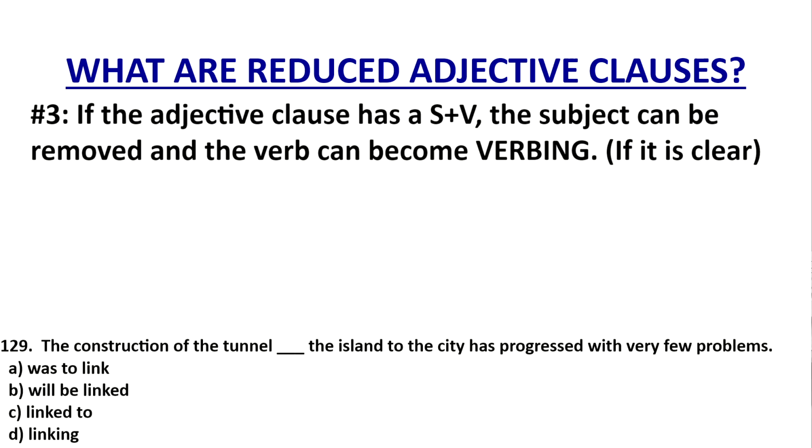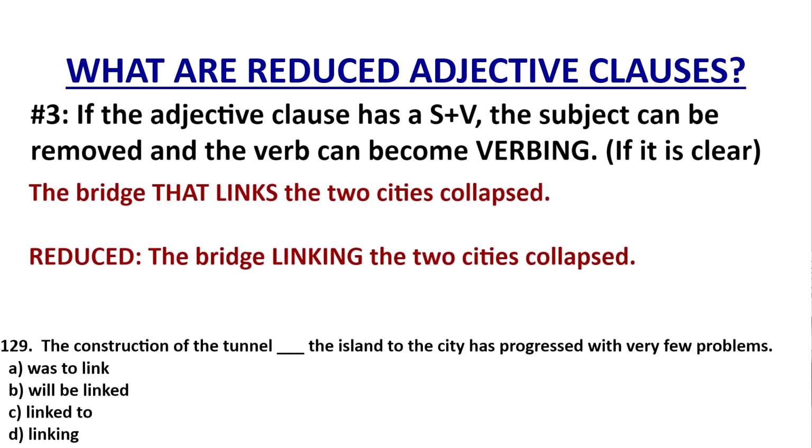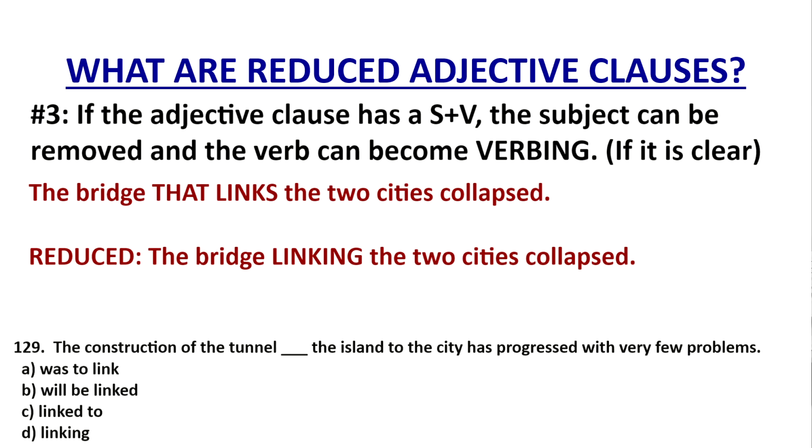Let's look at one more example. The bridge that links the two cities collapsed. I want to reduce this. So instead of that links the two cities, I take out that and I create linking. And I say the bridge linking the two cities collapsed. All right, so let's go back to this question.